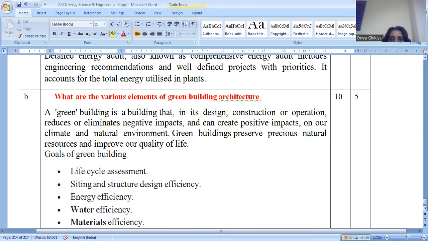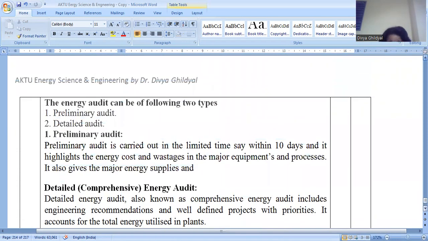Section C question is a 10-mark question. What are the various elements of green building architecture? Green building is a building that is designed, constructed, or operated to reduce the negative impacts of human pollution. Green building is preserving the natural resources. It is energy efficient, it is water efficient, it is pollution free, and it takes into criteria the health factors.